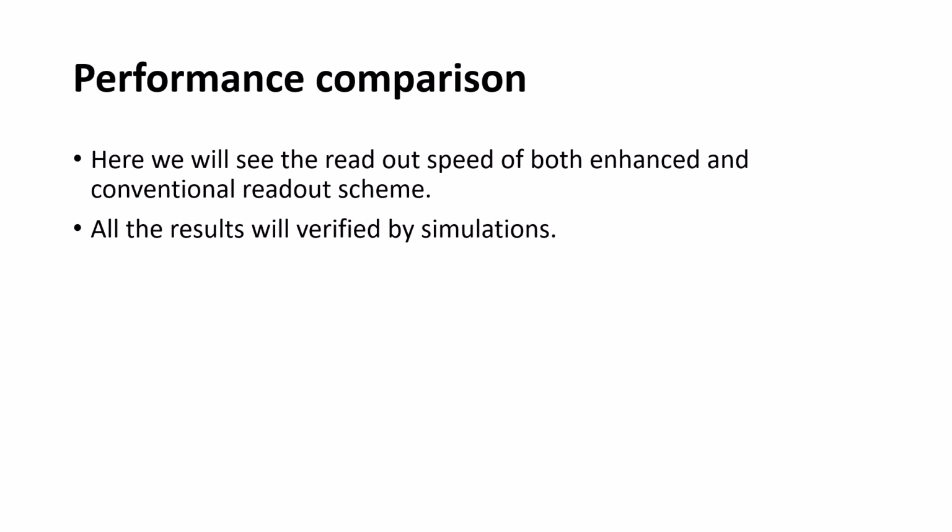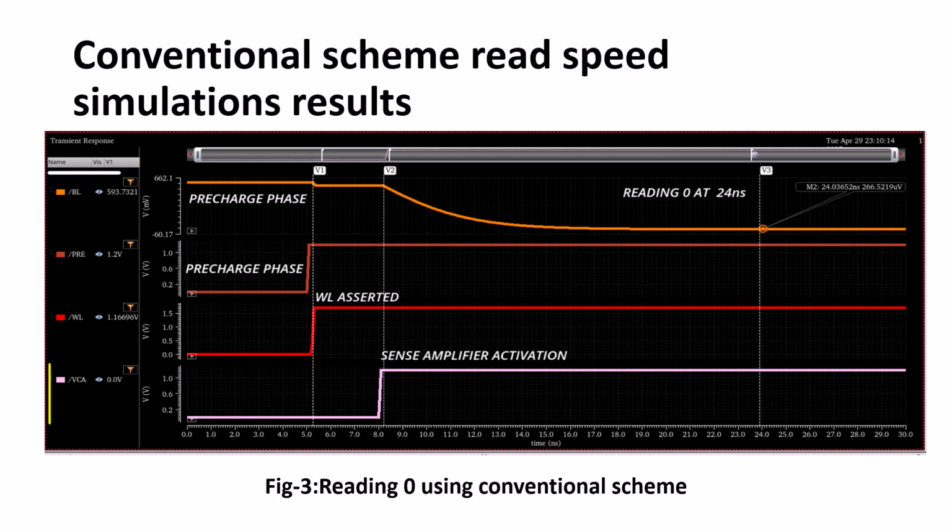So yeah, here we will discuss the performance comparison. Here we will see some simulation results of the conventional scheme and our proposed scheme. First we will see the conventional scheme read speed. Here we are reading 0 at 24 nanoseconds. First the pre-charge phase will come. After resetting the word line, a small bump will come, and after the small bump, we reset our sense amplifier, and after that the bit line voltage goes to 0.